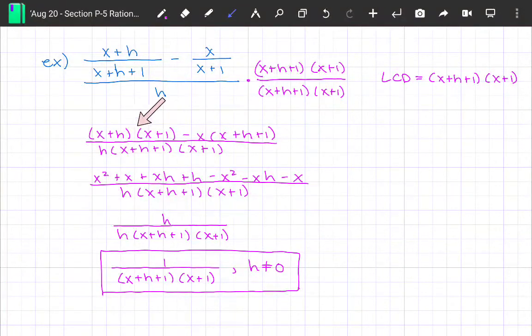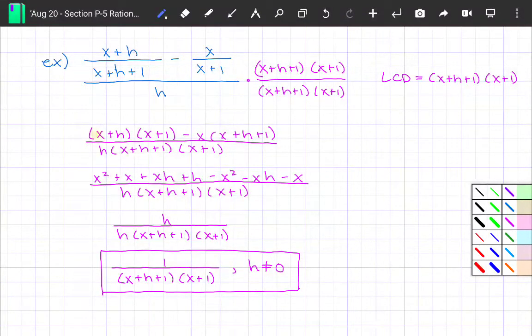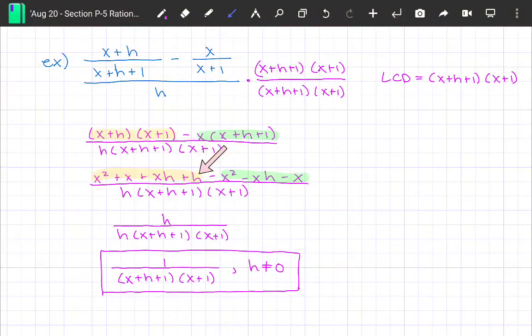So I multiplied these two together, and here, let me color code it. I multiplied these two together, and that gave me all of this. And then I multiplied these two factors together, and that gave me this. But then I have a lot of stuff that cancels out. The x squared minus x squared canceled, the x minus x canceled, the xh minus xh canceled. All I was left with was the h. And then this h can cancel out with that one, and there's my final answer.